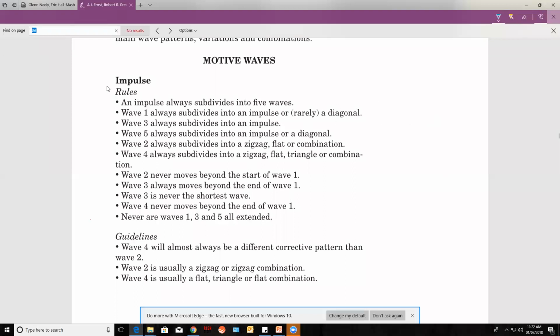Let's take this as the impulse wave. The rules are the same. An impulse wave is always subdivided into 5 waves. Wave 1 is always subdivided into an impulse, or rarely a diagonal. They are telling that wave 1 is always subdivided into an impulse, that is a 5-wave structure, and rarely a diagonal. It is written as rarely a diagonal, but now I have seen so many charts making wave 1 a diagonal.